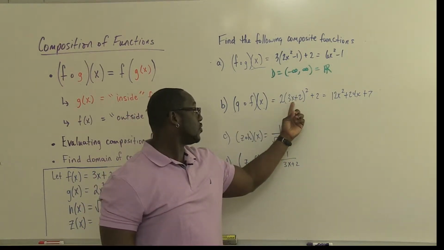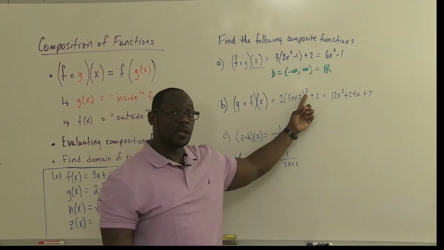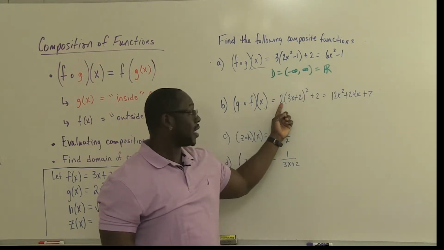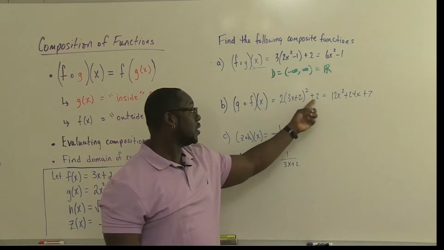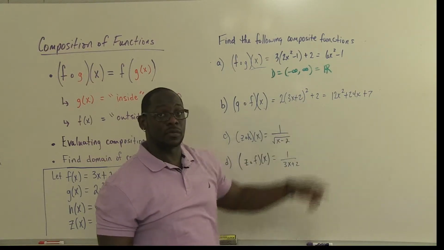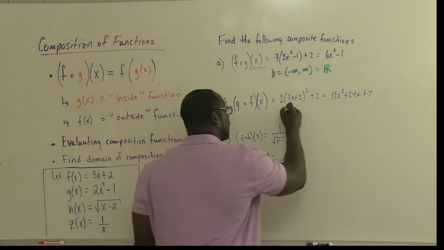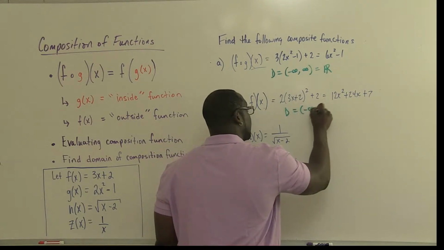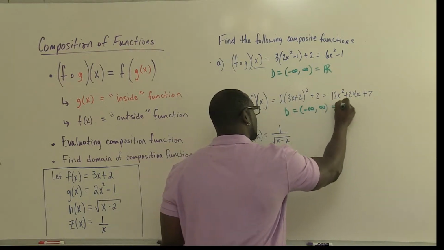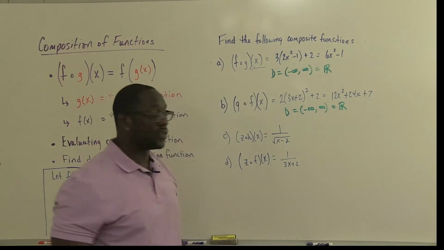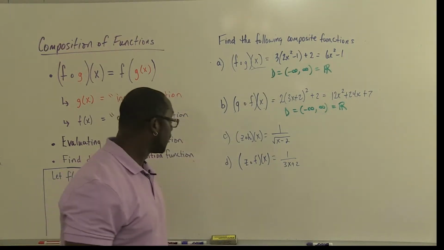For the next one, we see that when we plug this in, we have a similar type thing. 3x plus 2 squared is a polynomial, and if you multiply that times 2, it's still a polynomial, and if you add 2 to that result, it's still a polynomial. So for here, the domain again is from negative infinity to positive infinity, or we could just say the set of all real numbers, okay?